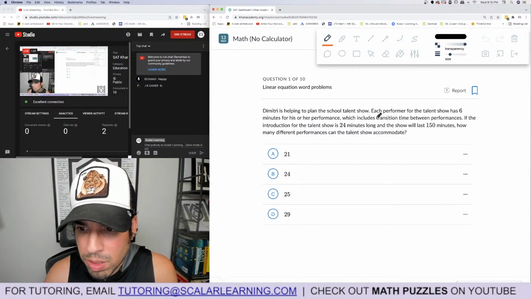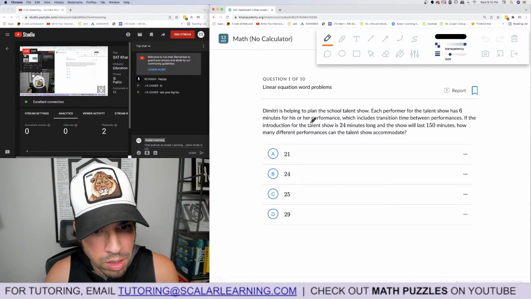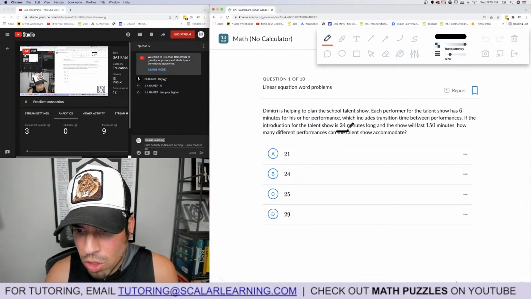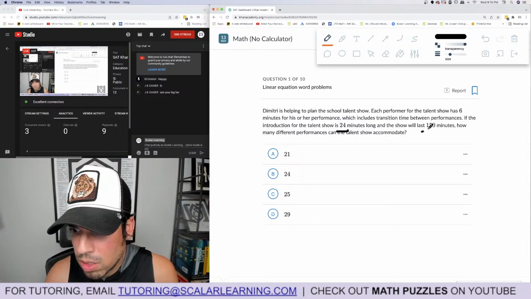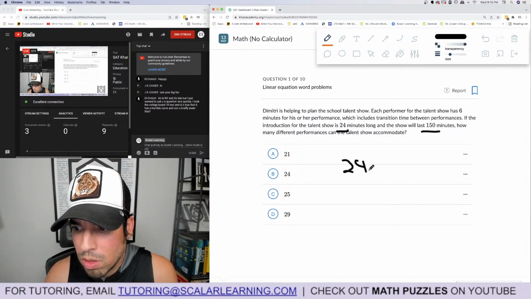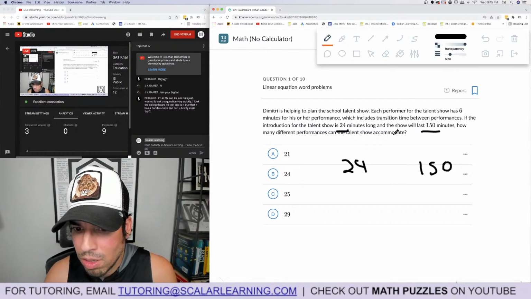Dimitri is helping to plan a school talent show. Each performer for the talent show has 6 minutes for his or her performance, which includes transition time between performances. If the introduction to the show is 24 minutes long, the show will last 150 minutes. Wait, what? I'm confused. Each performer for the talent show has 6 minutes for performance. Okay.